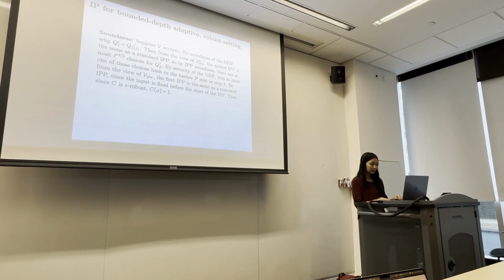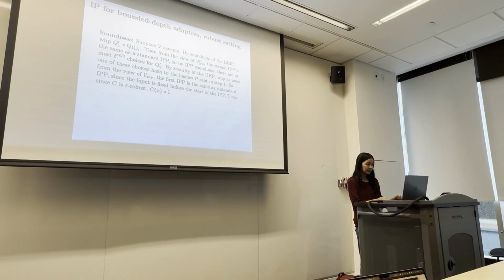With high probability, we have that Q1 prime is equal to Q1 at these indices in J1. So from this view of the second IPP verifier, the second IPP is just going to look the same as a standard IPP where the input was Q1. And so that means that we can invoke the soundness of this IPP. So by the soundness, there are going to be at most L to the epsilon over 2 choices that are possible for Q2 prime.